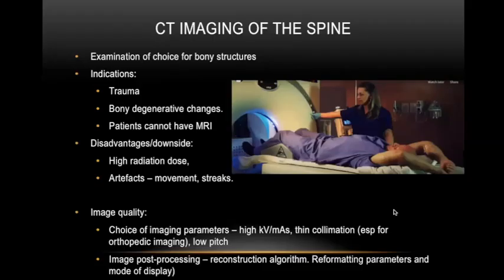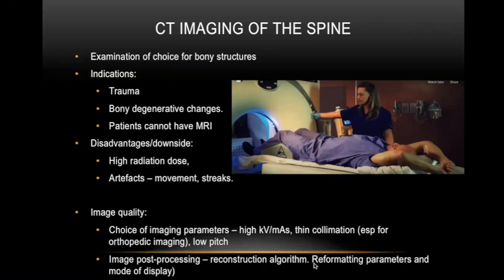Okay, now CT imaging of the spine. It's the examination of choice for bony structures. So indications, usually trauma, bony degenerative changes, and sometimes for patients who cannot have MRI. So the disadvantages, high radiation dose and artifacts from any movement or streak artifacts from implants or any materials. So memang akan dapatkan artifact lah.